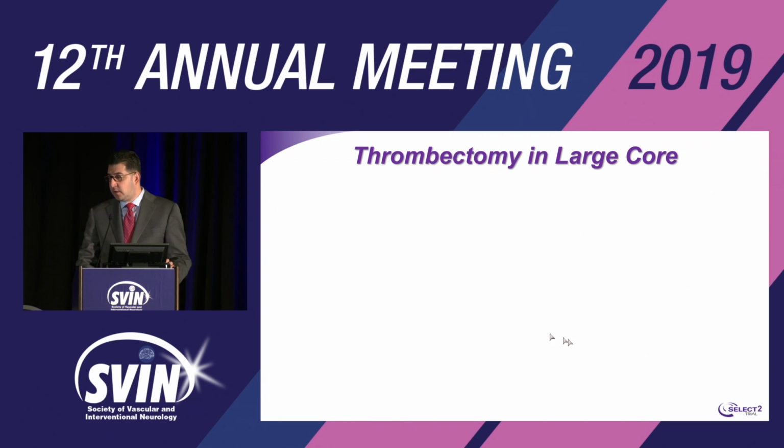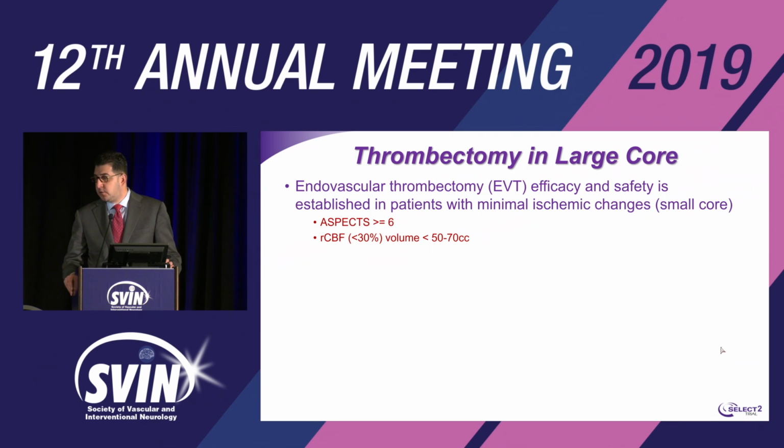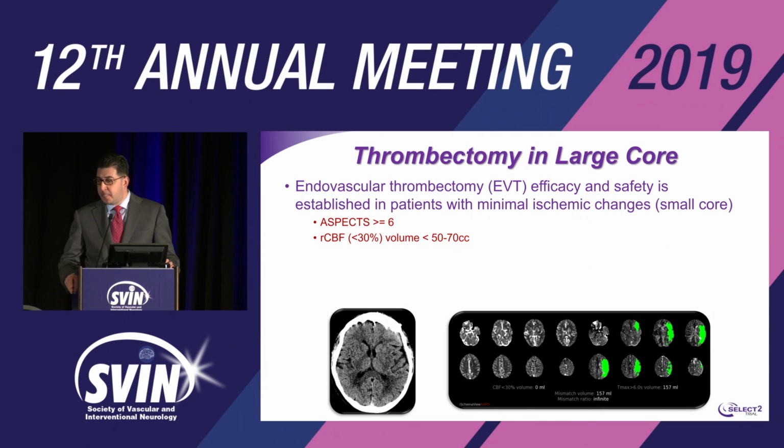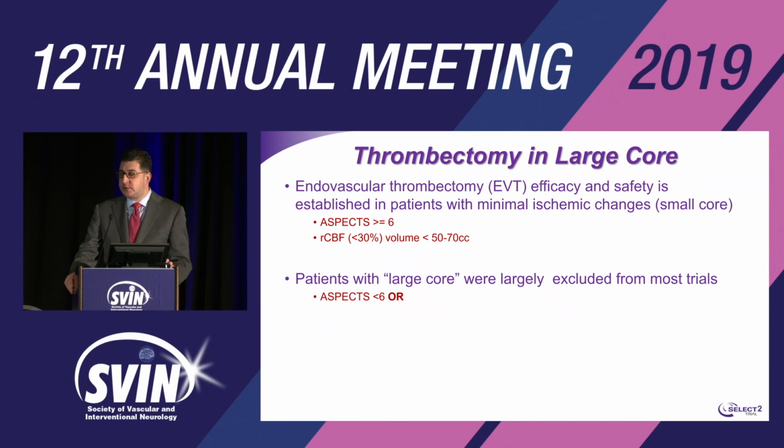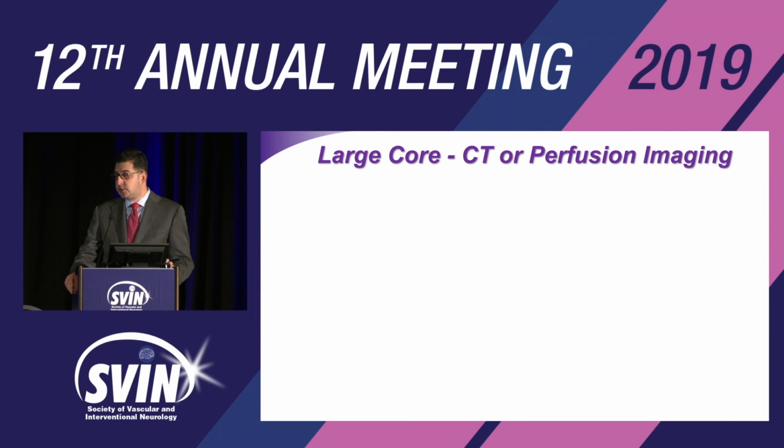Now, the second and probably the major question of SELECT-2 is the large core. We know by now that all of the trials mostly used ASPECTS more than 6, core volume less than 50 or 70, and perfect imaging profiles for eligibility, and excluded those patients with lower ASPECTS or large core. Those are the target that we are including in SELECT-2.